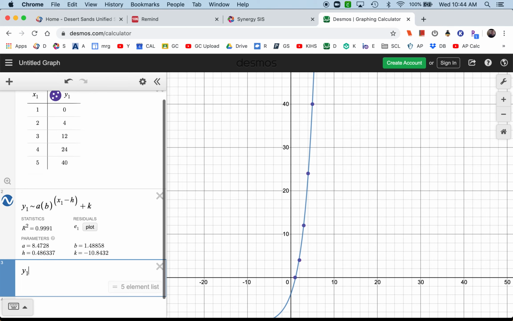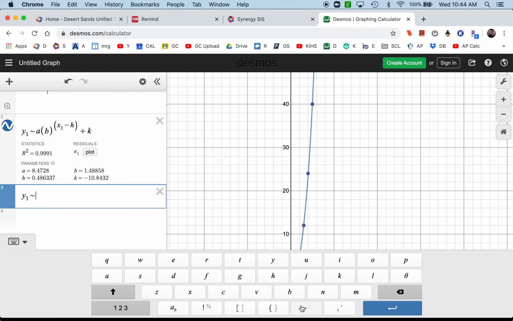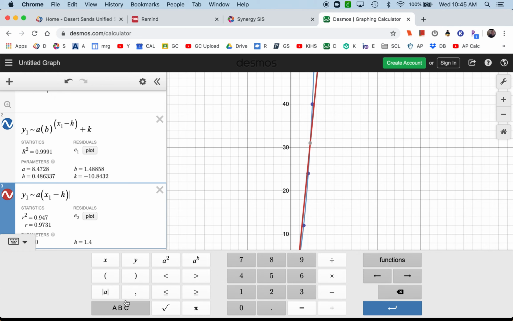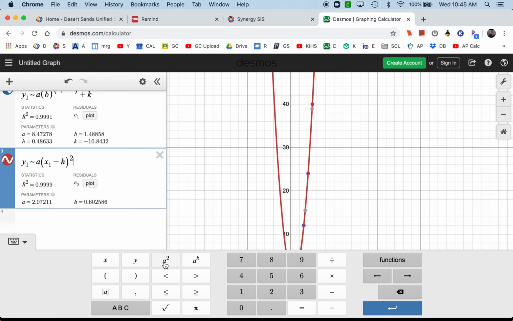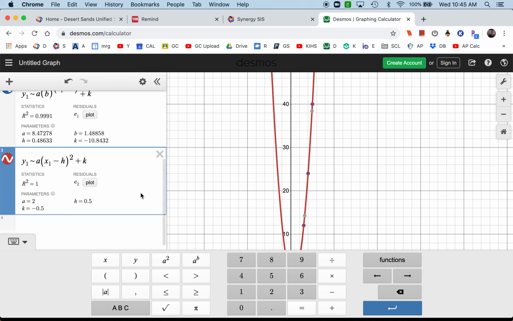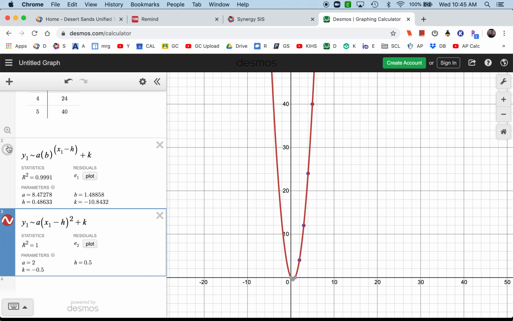So I'm going to go y1. And again, I'm going to get that squiggly line. Where is it? There it is. And again, it's HK form with an A in front. So A, x1 subtract h, square it. So this is the HK form of a parabola, plus k. And then I want to look at, okay, what happens if I do that? So I'm going to take this one off so you don't see it. So now you only see the red.